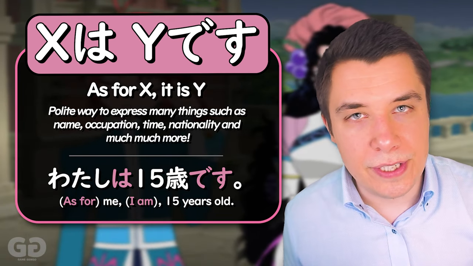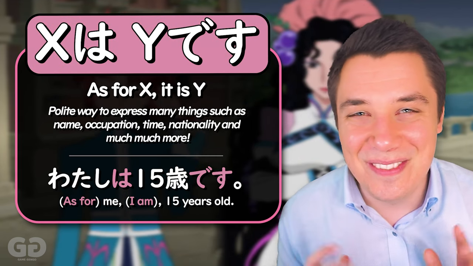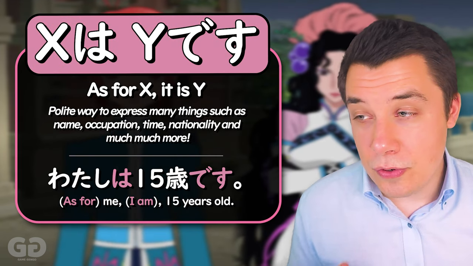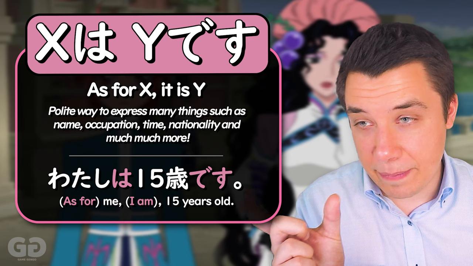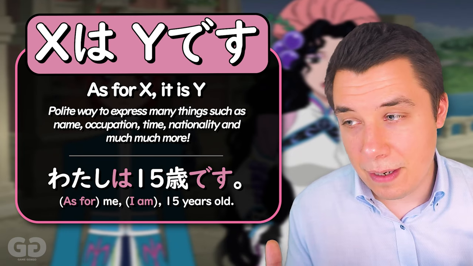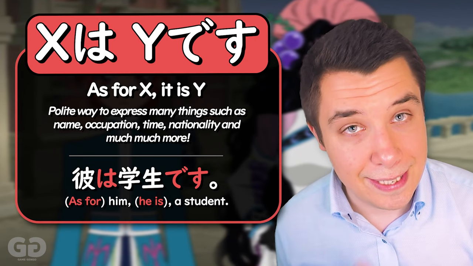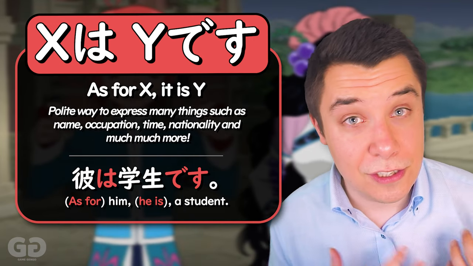So this is super, super useful because you can use this to almost construct any sentence, right? We've seen it being used to introduce your name, but it's not limited to just that use, right? You can talk about absolutely anything. As for something, it is that, right? For example, 彼は学生です。As for him, he's a student.